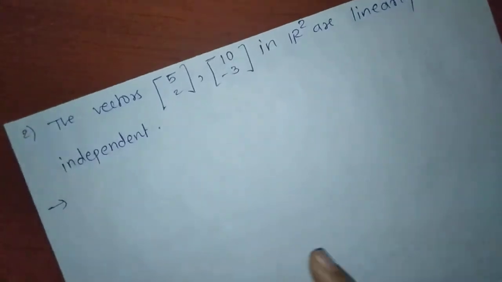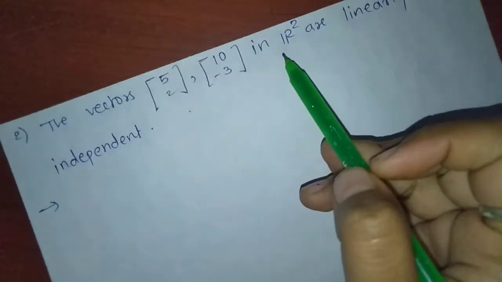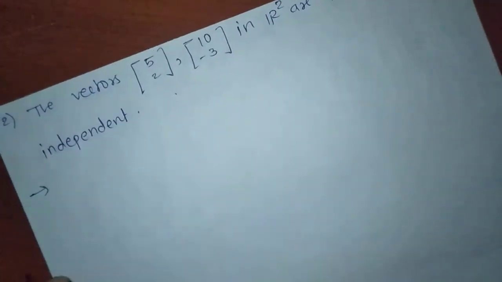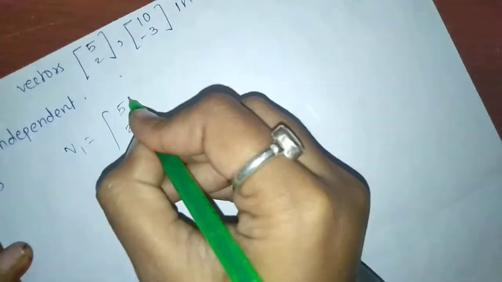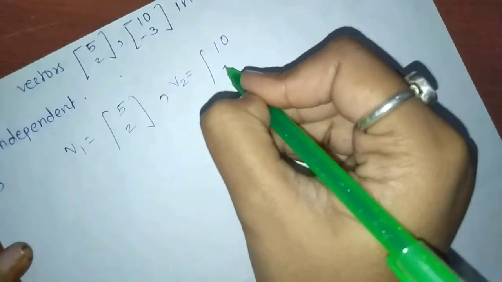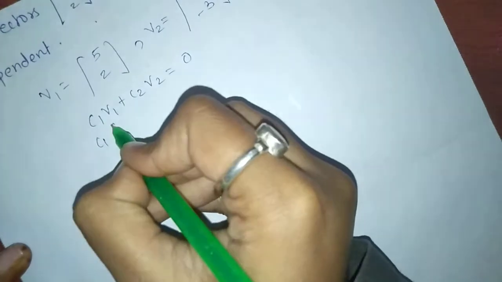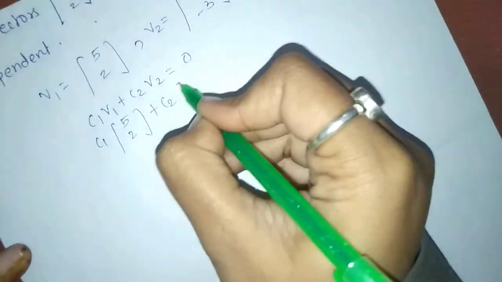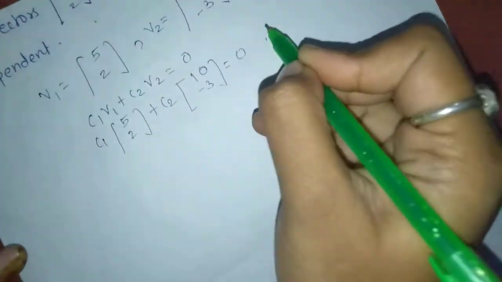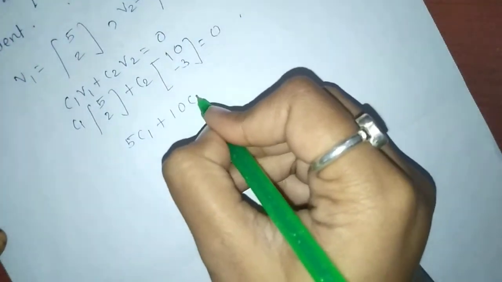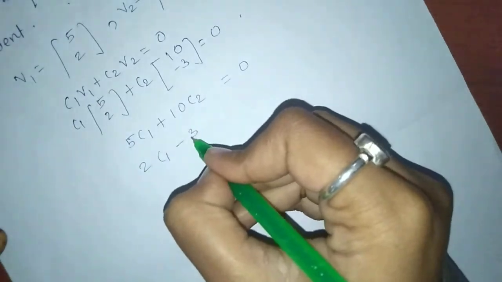Next example, for linearly independent. The vectors (5, 2) and (10, -3) in R2 are linearly independent. First let v1 equal to (5, 2), v2 equal to (10, -3). Now consider c1 v1 plus c2 v2 equal to 0. c1 times (5, 2) plus c2 times (10, -3) equal to 0. So 5c1 plus 10c2 equal to 0, and 2c1 minus 3c2 equal to 0.